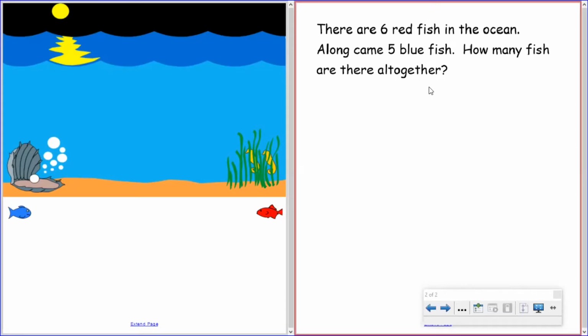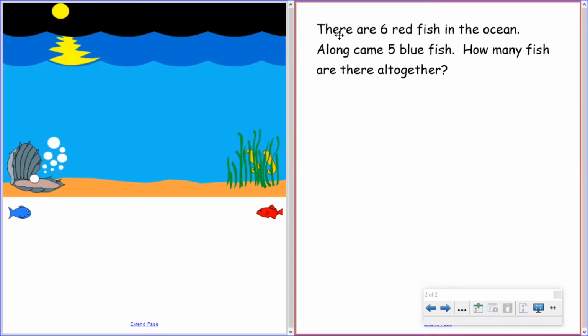First, let's read it. There are 6 red fish in the ocean. Along came 5 blue fish. How many fish are there all together? Now we're going to unpack the problem. We're going to unpack the problem by reading it line for line and thinking about what the sentence says and making a picture in our mind.